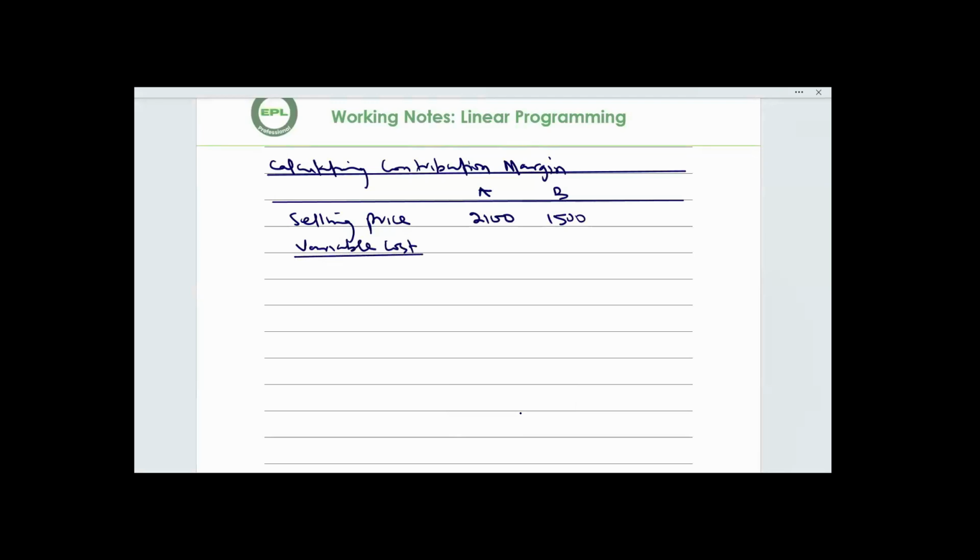Okay. To get the variable cost, I will go back to the question. I have material X. The material cost for grade A is 480, 240 for grade B. So material cost: 480, 240.